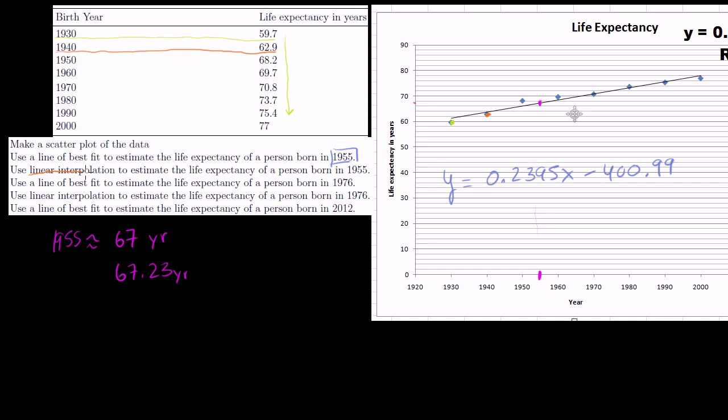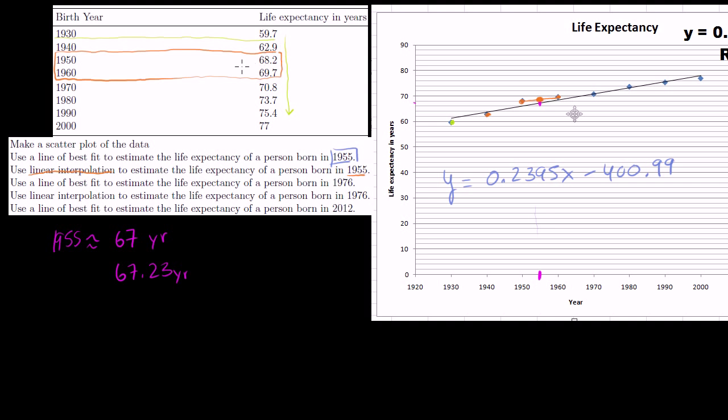Use linear interpolation to estimate the life expectancy of a person born in 1955. Linear interpolation means let's take the data points around 1955. You have this data point from 1950 and this data point from 1960. Let's draw a line between those two data points and assume that the 1955 number would be right in between on the line. Now, we could figure out the equation of that line. We have two points, the 1950 data and the 1960 data.